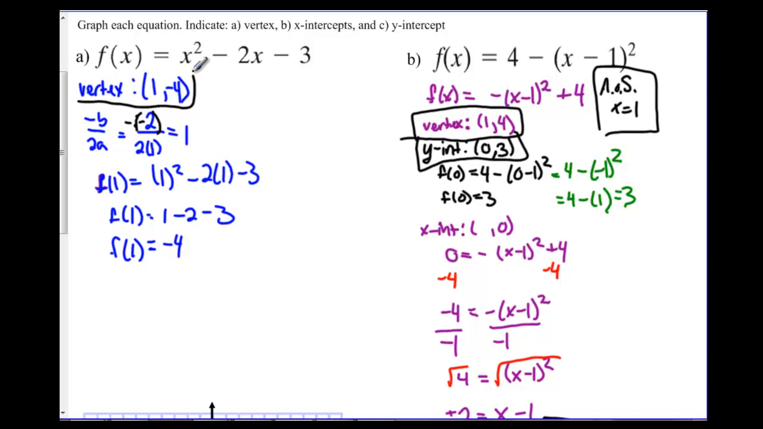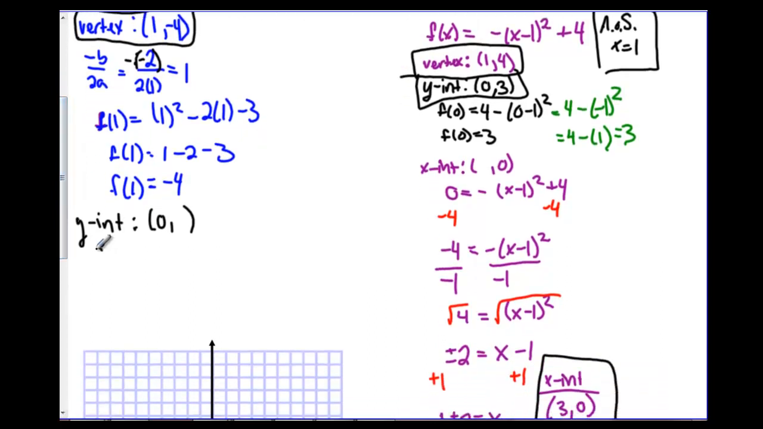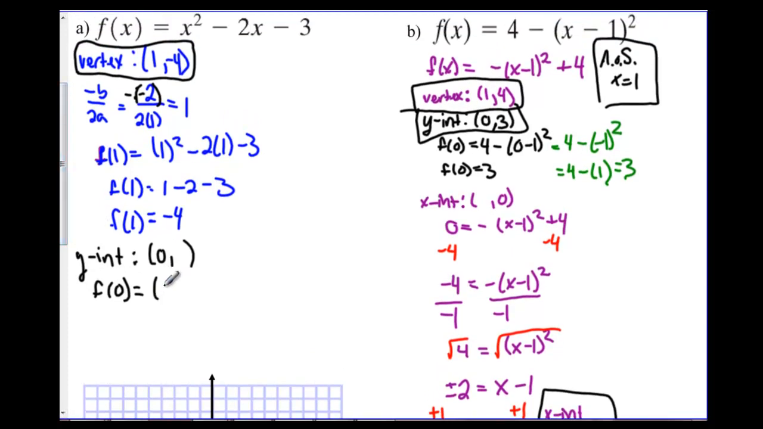And let's do the y-intercept next. How'd you find the y-intercept? Yeah, you know that x is 0. So if we do f of 0, we're going to have 0 squared minus 2 times 0 minus 3. So did you guys get f of 0 is negative 3? Okay. All right, so there's our y-intercept.